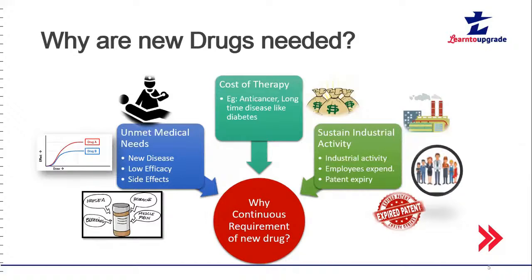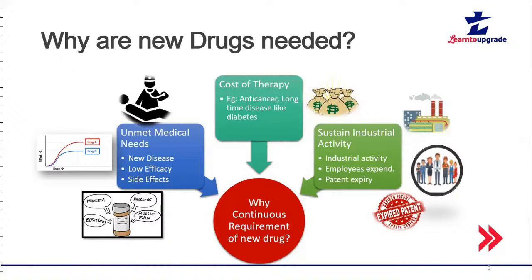As with the common cold virus, every year it is changing itself a lot. So the microorganism strain will come up, and we will have resistance to a particular antibiotic. Similarly, we will have other new diseases which will come up like SARS, Ebola, etc., for which we need the drugs. We cannot stop creating drugs. Secondly, the low efficacy and the side effect part.